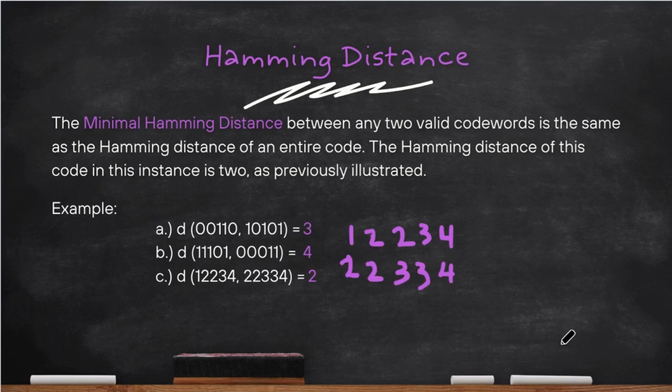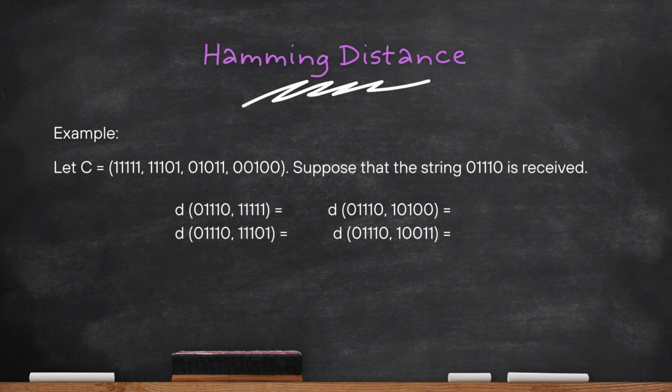For letter C, we have D of 12234 and 22334, which is equal to 2, since we have 1 and 2 differences, which is equal to the Hamming distance of 2. For another example, we have let C be equal to 11111, 11101, 01011, and 00100. Suppose that the string 01110 is received. So we will compare the received string of 01110 with the previous strings.